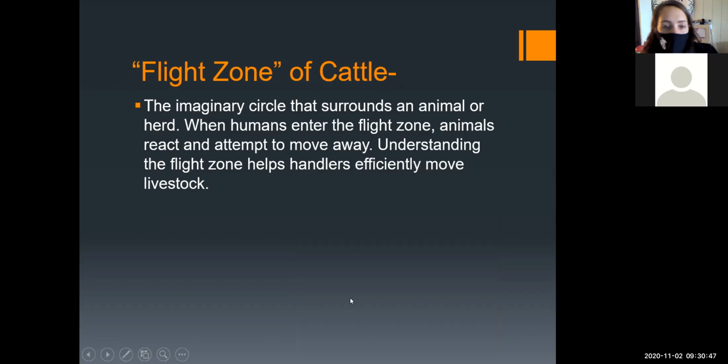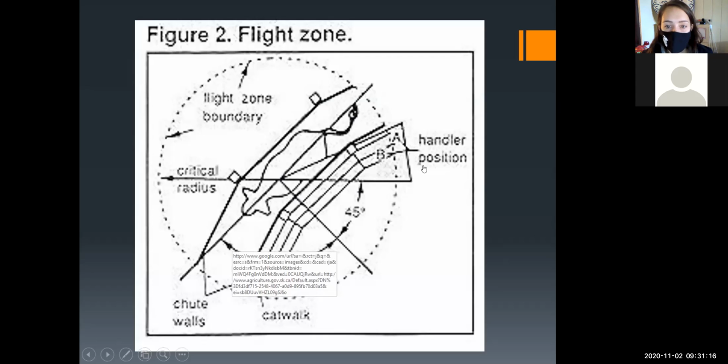The flight zone of cattle is the emergency or imaginary circle that surrounds an animal or a herd. When humans enter this flight zone, animals react and attempt to move away. Understanding the flight zone helps handlers efficiently move their livestock. So making sure you understand where you can move that the animal is still going to move away, or where you can move so that they're not going to move away, is going to be very beneficial. So this is kind of their flight zone. If this is where the handler is, if the handler's walking around here, these are the flight zone boundaries. So make sure you know where that's at when you're handling animals.